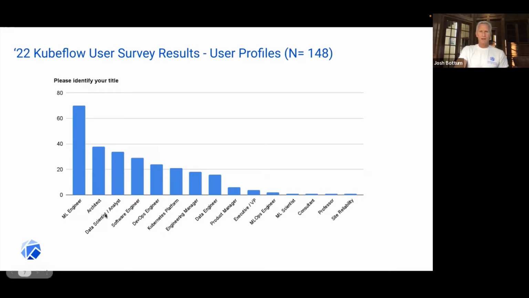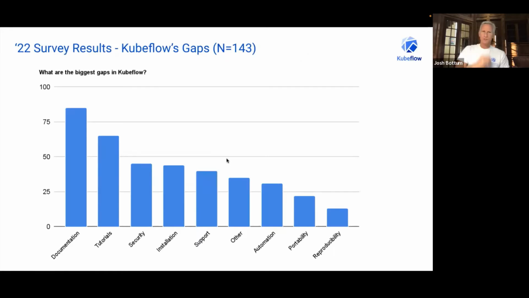I'd like to grow this a little bit more because I think the end user is important. We focus a lot on the platform, but you can see Kubernetes platform, DevOps engineers, engineering managers. We get a lot of feedback. I take this feedback to heart. The documentation needs to be improved. The tutorials could be more extensive. We need to work on security, installation, support. These are all things that you would expect from an open source project.